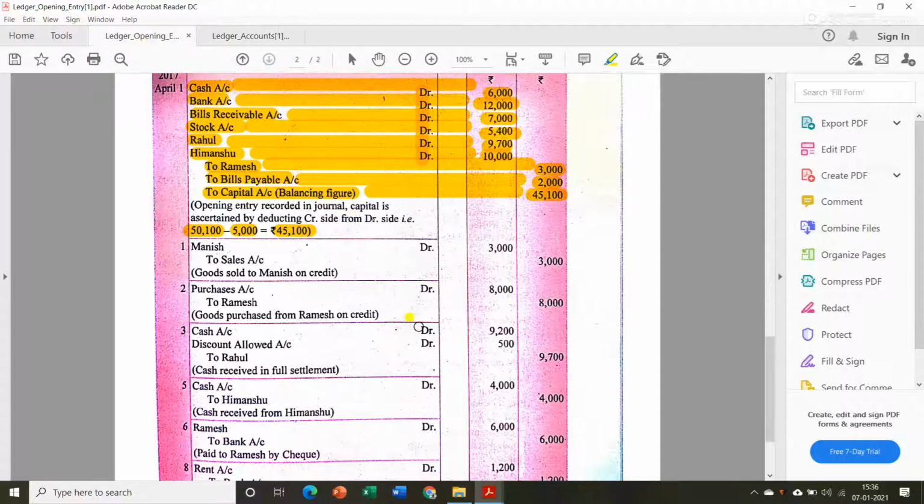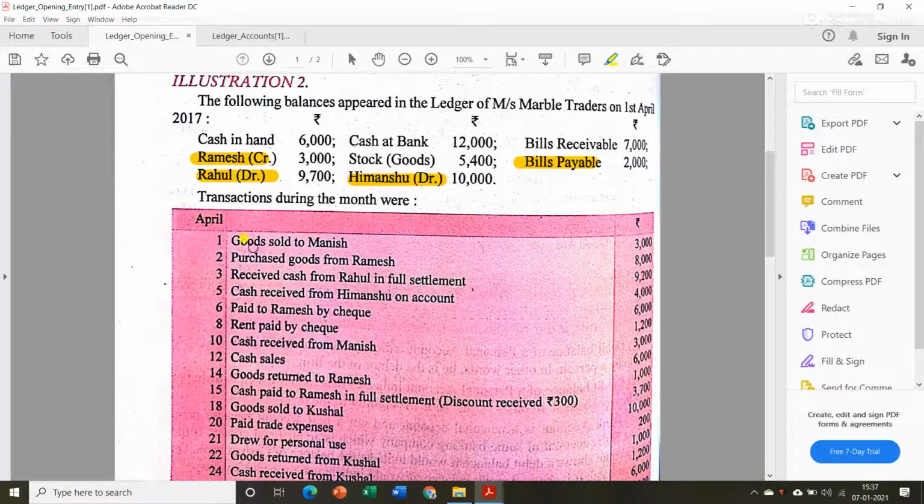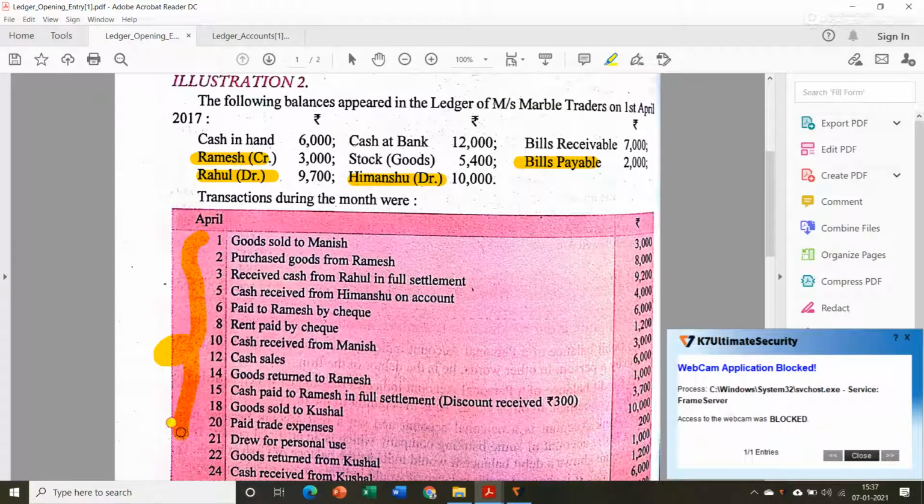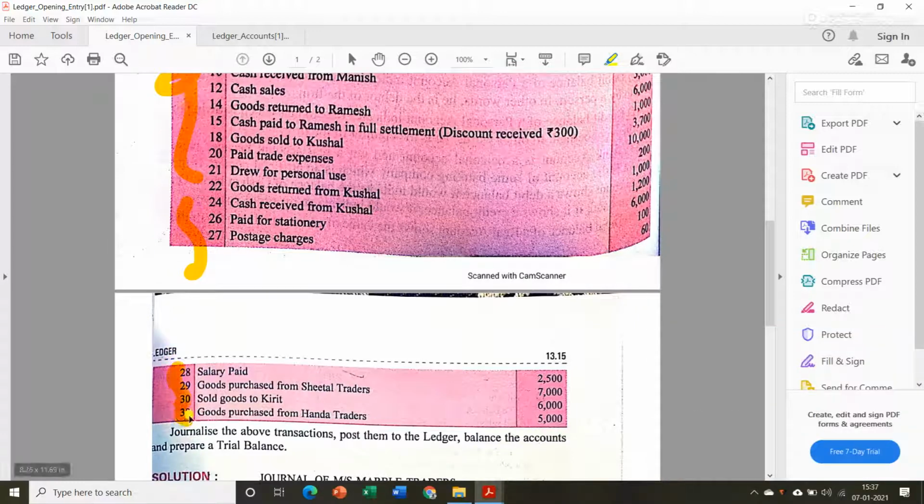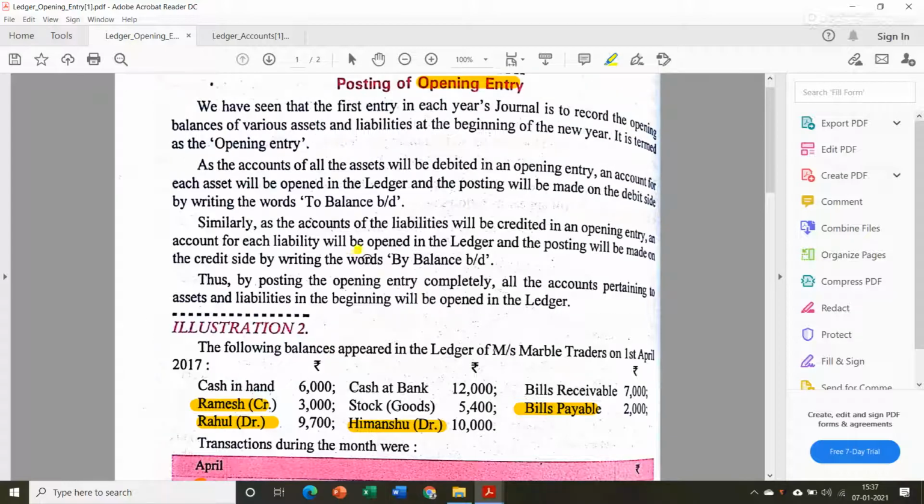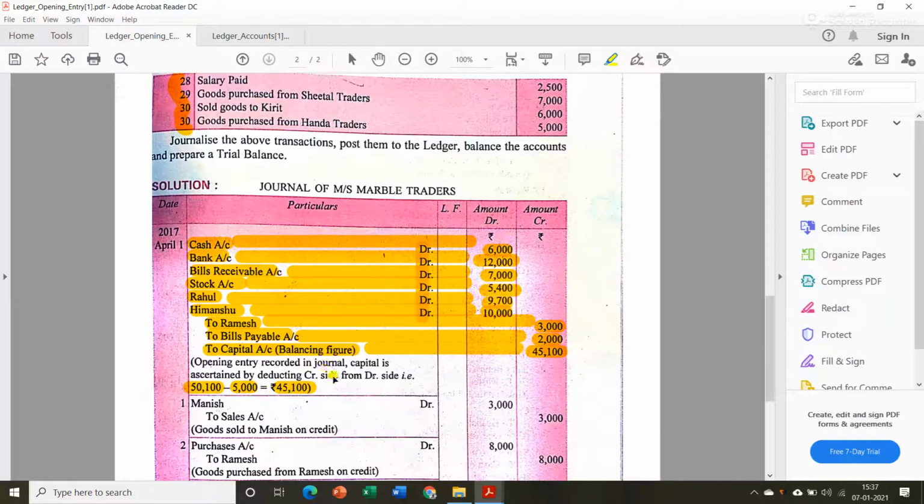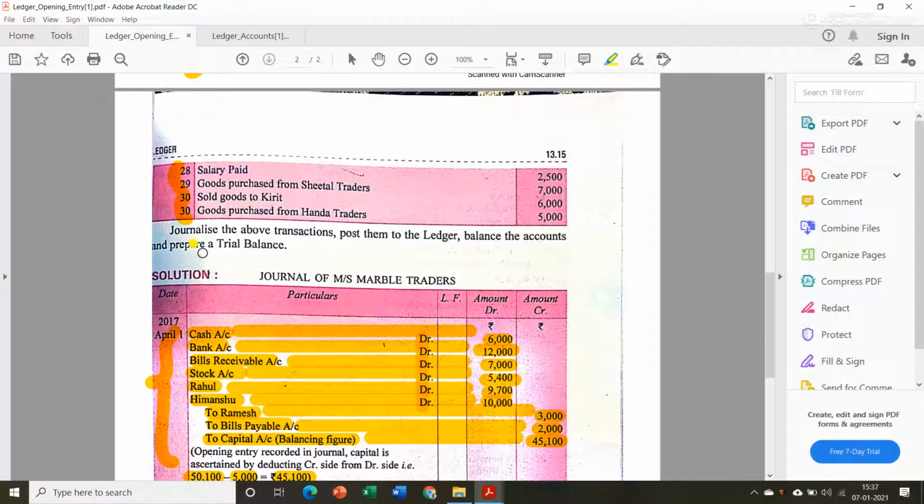Simple. And after passing all this opening entry, you have to start passing journal entries for the remaining transactions, and then according to those transactions you have to prepare ledger accounts. So in this session I have just explained how to deal with opening entry. Earlier we saw in the journal chapter how to pass journal entries for opening entry, but in this session we have seen how this opening entry will be treated while preparing ledger accounts. Okay, so for this session we will wind up here. Thank you.